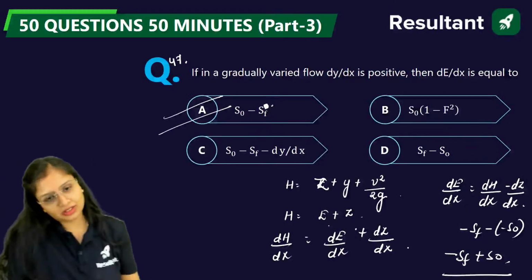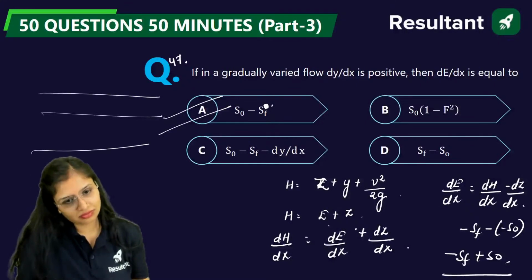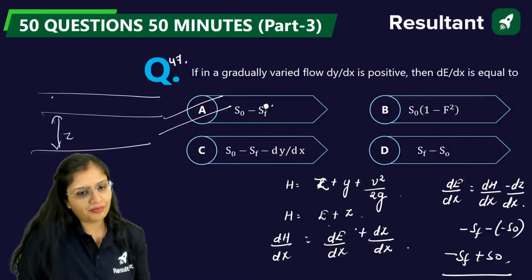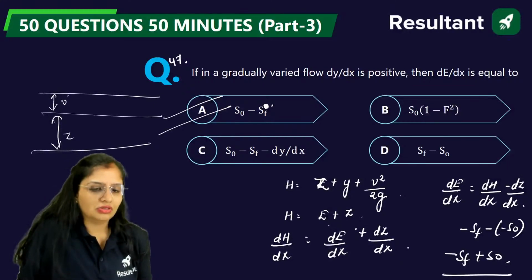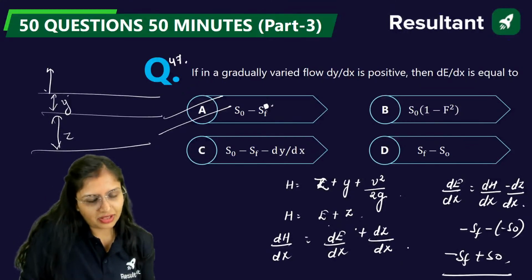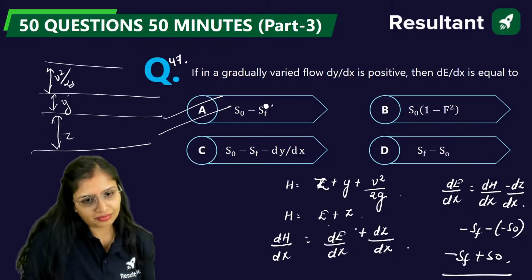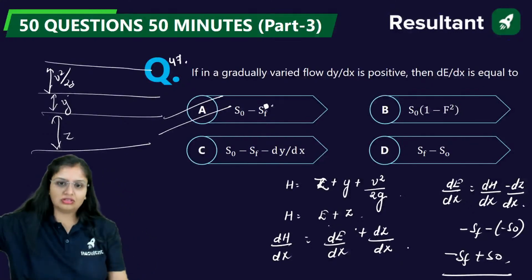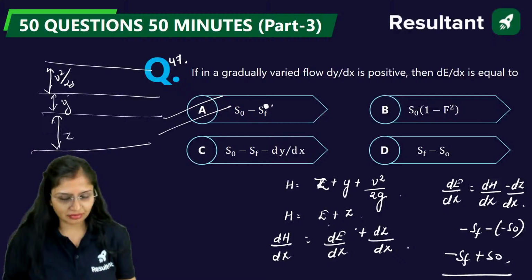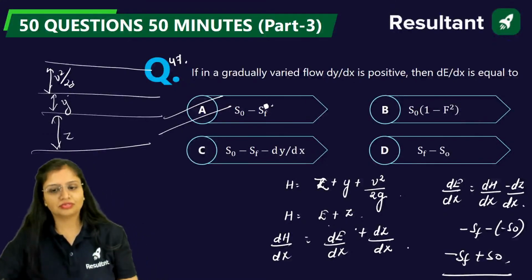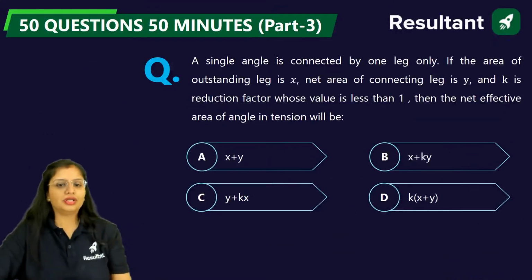Because when you derive it, Z, then this one is Y, then this is V square by 2g. But here it is coming out reversed. Flow dy by dx is increasing. Just check it out.